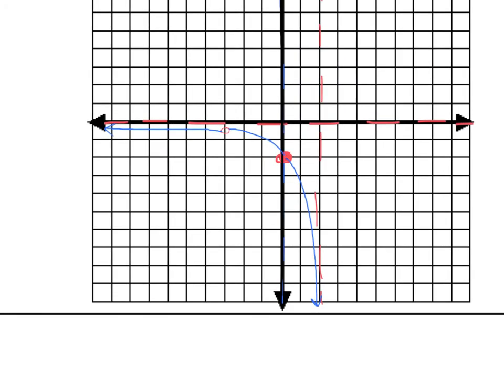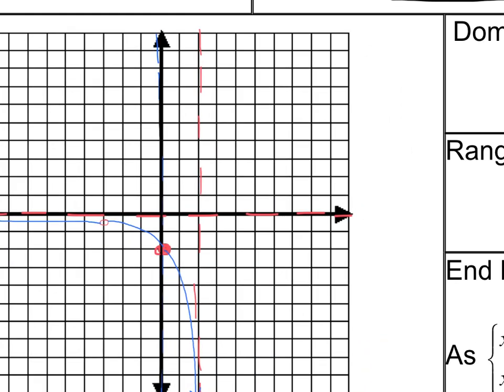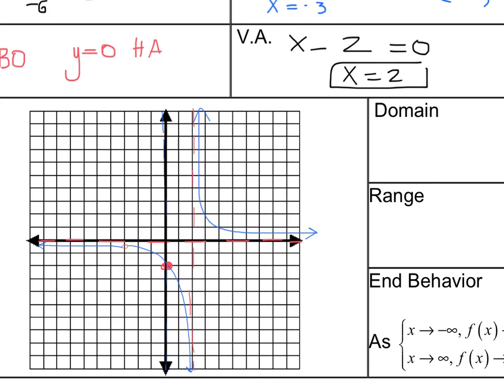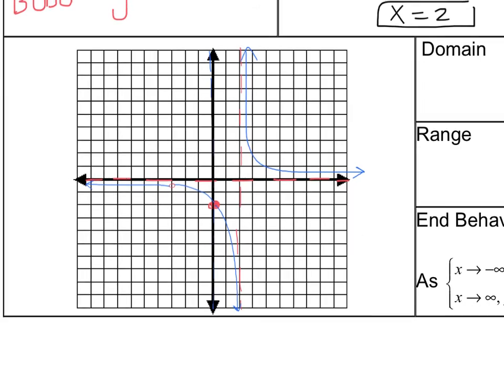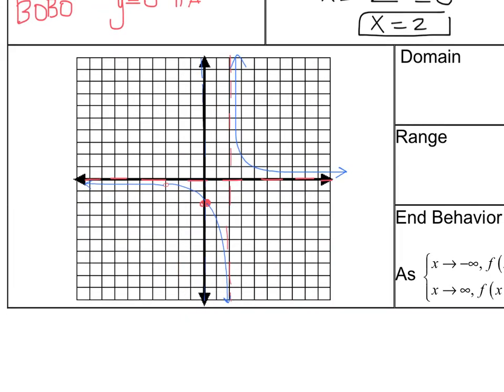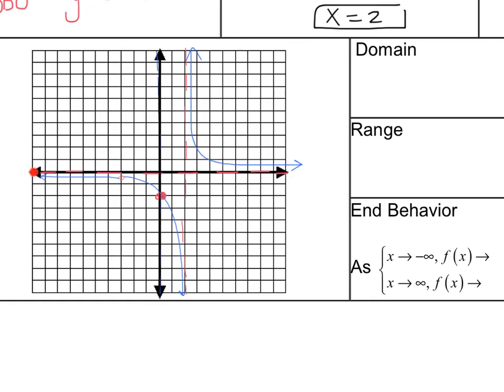The second part of the graph is going to be on the other side. So again, since I don't have a point, but I do have the asymptotes, I know that my graph will come so close to the asymptotes, but will never touch it. So these two parts represent the graph of my function. Okay? Now to find the domain, remember it's from left to right.